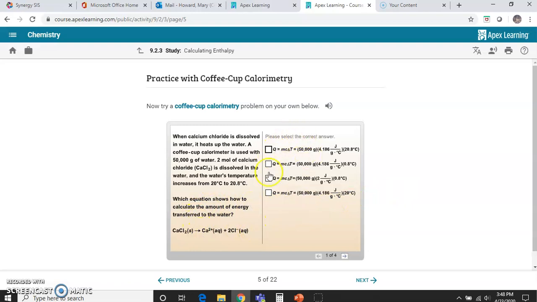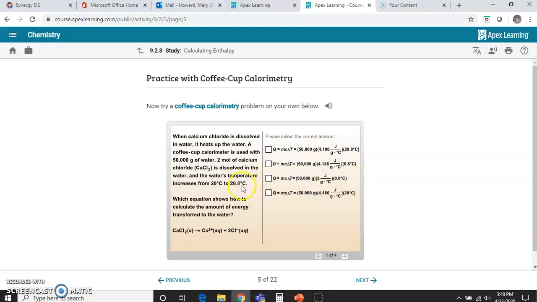So we're going to use Q equals MC change of T, but we've got to make sure it's plugged in correctly. All of them say 50,000 grams, yep, because we know that's M. They're all right. Now, the next one we need is C. What's C? C is always the specific heat of water, which is 4.186. Oh, we've got to eliminate this one. This one doesn't have 4.186 as the C, so it can't be that one.